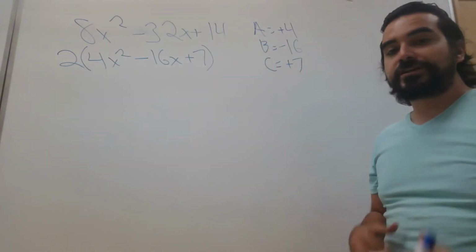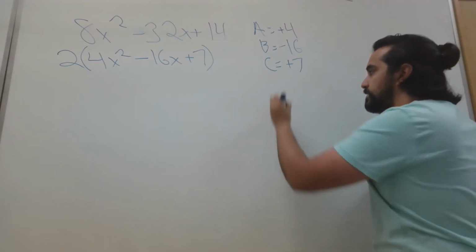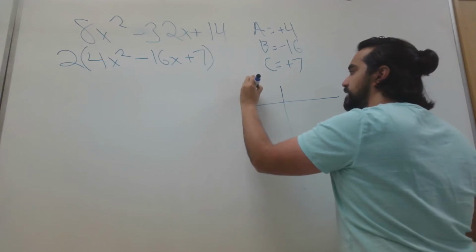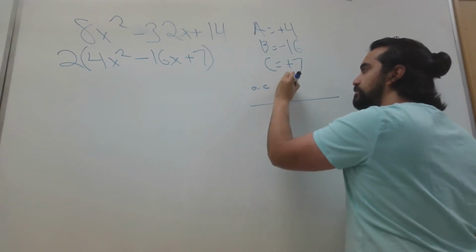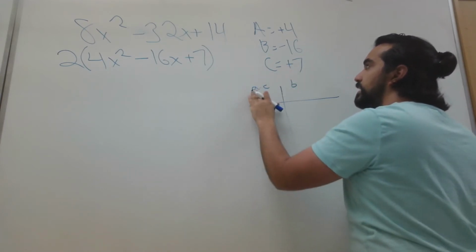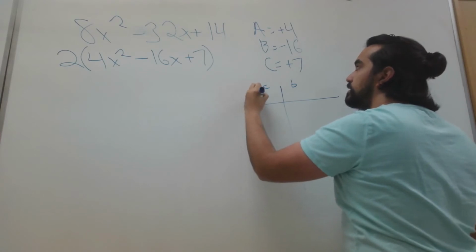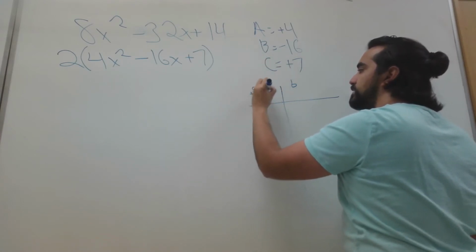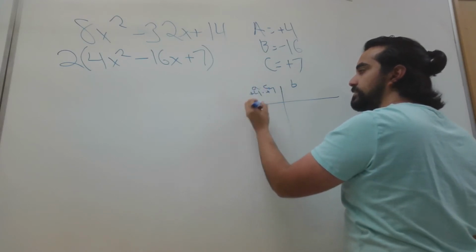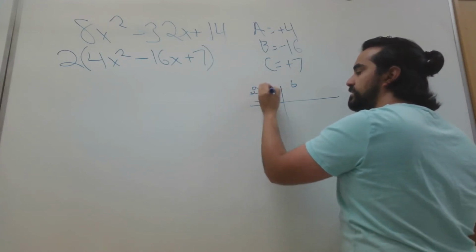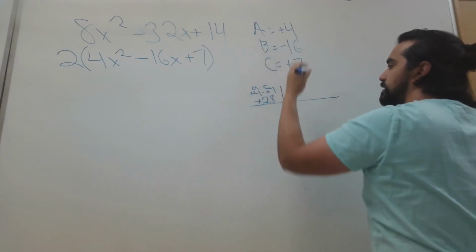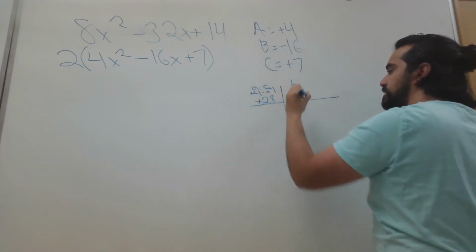Now, we're going to go ahead and set up the table. So, A times C on the left and B on the right. A is positive 4. C is positive 7. Positive times a positive is a positive. 4 times 7 is 28. B is going to be negative 16.